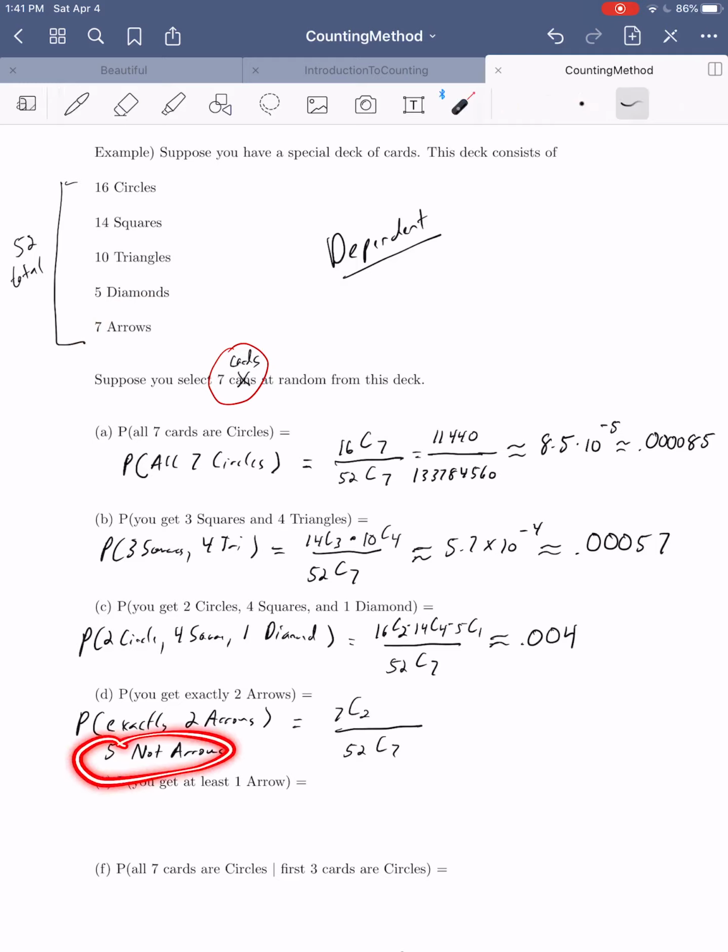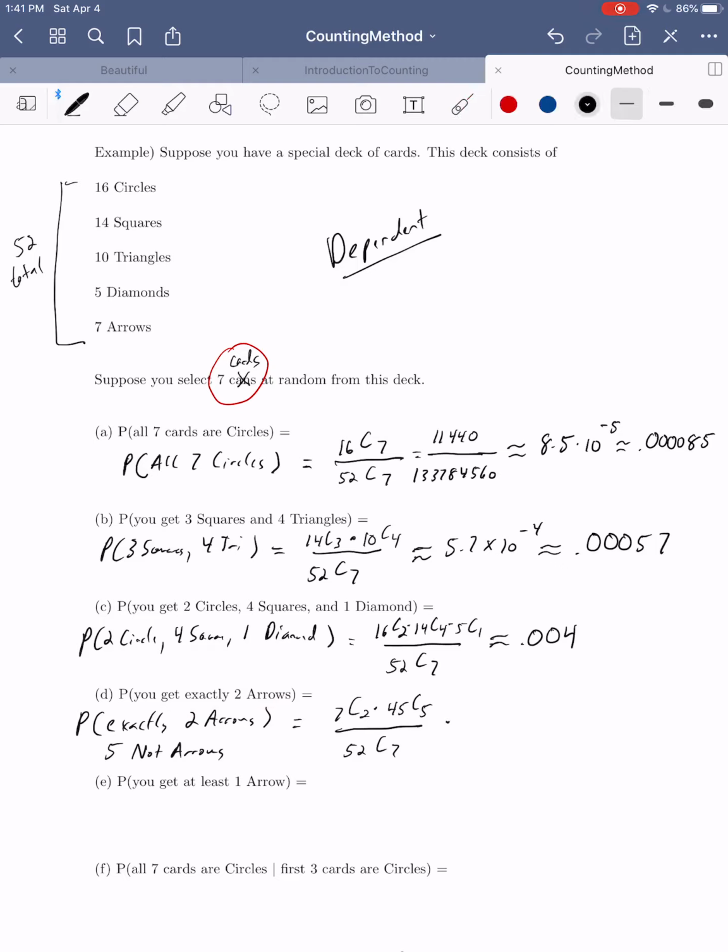And to choose those 5 not arrows, you just have to avoid the arrows. So in this group here, that's 16, 30, 40, and 45. So we would get 45C5. Multiply those 2 together. Remember, this guy is counting the arrows. This guy is counting the not arrows. If you get 2 arrows and 5 not arrows, then you've guaranteed that you get exactly 2 arrows.